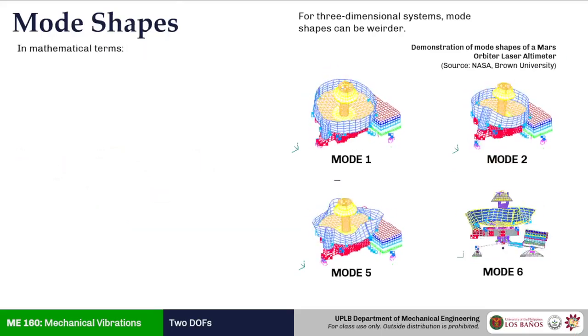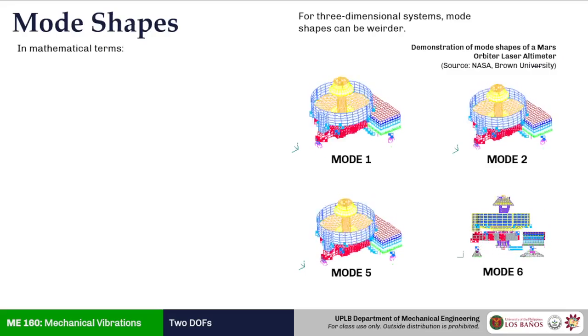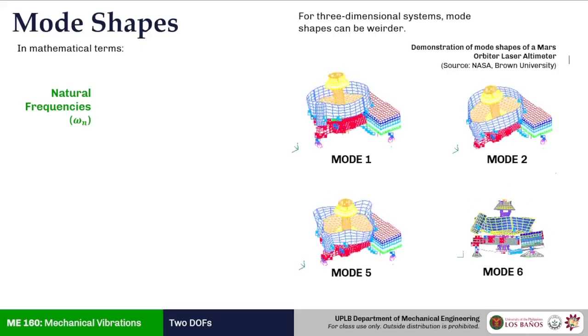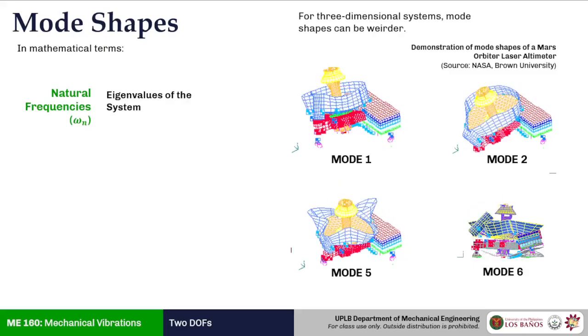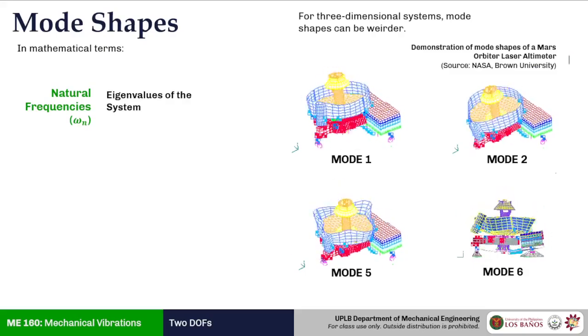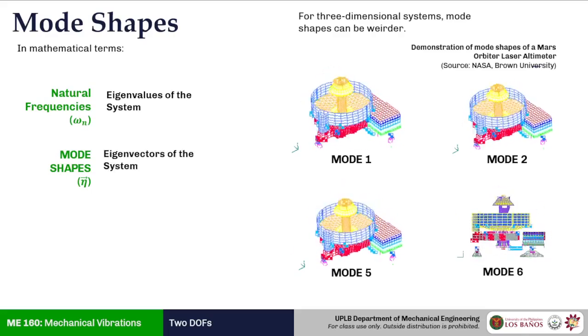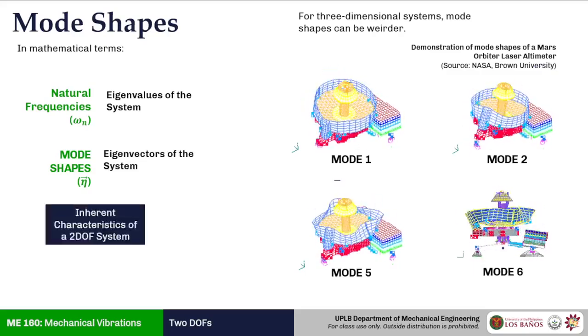Now, all right, what are mode shapes then? The mode shapes are associated with the natural frequency. In mathematical terms, the natural frequencies are what we call the eigenvalues of the system, and the mode shapes are the eigenvectors of the system. These two, the natural frequency and the mode shape, are inherent characteristics of a two degree of freedom system.